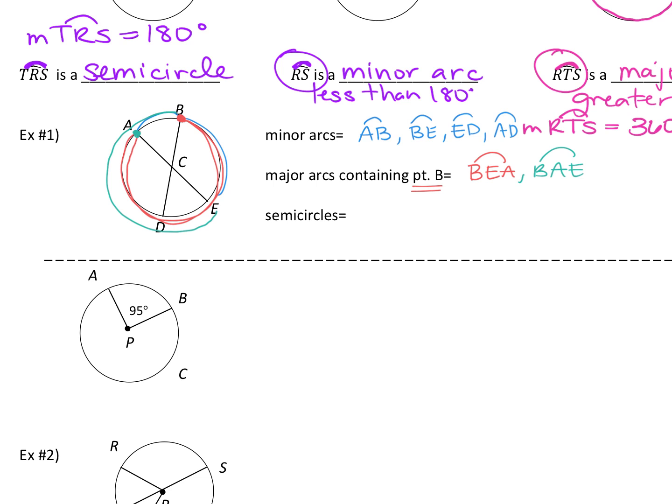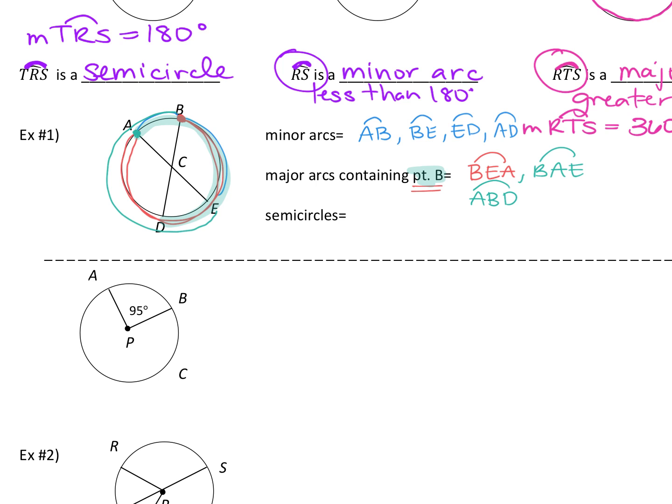AED, yes, yep. Technically, if we want to include point B, right, because it says containing point B, I would say ABD for that. But yes, it's the same arc, ABD, right? So there's a lot of major arcs that have point B in it. That's not even all of them, but I'm not going to keep going with that.